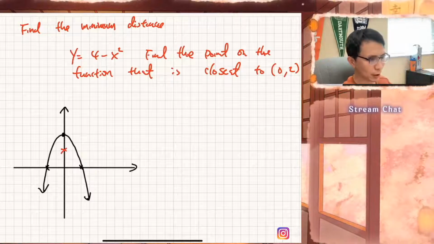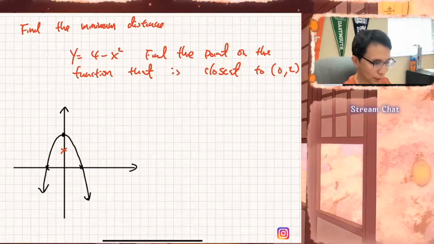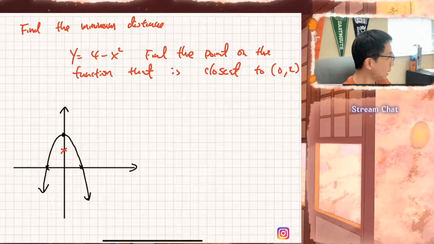Now we have this question: y equals 4 minus x squared. Find the point on the function.